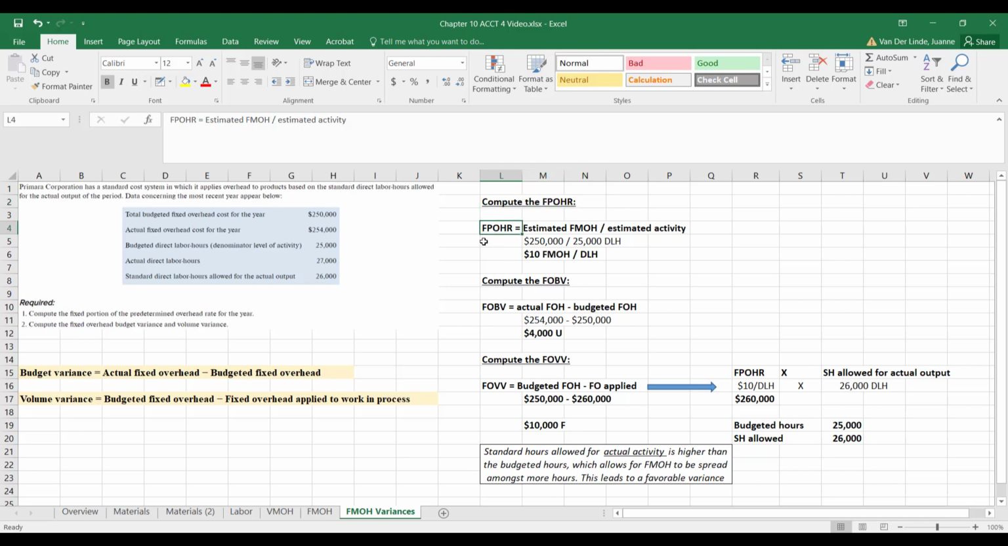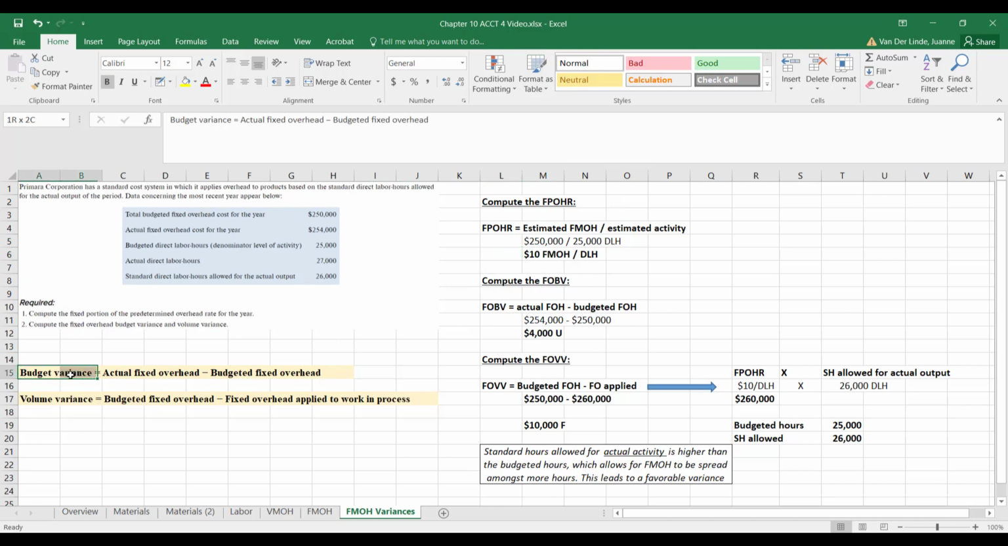The fixed POR, we find it just like we would a regular POR, but we're just focusing on the fixed portion. So remember, your POR is going to be your estimated overhead divided by your estimated activity. But if we're finding a fixed POR, it's going to be your estimated fixed overhead divided by our estimated activity. So what is our estimated fixed overhead? Well, that's the budgeted fixed overhead for the year of $250,000. So we're going to take that $250,000 and divide it by the budgeted or estimated direct labor hours for the year of 25,000. That gives us a fixed POR of $10 per direct labor hour. So we'll set that aside.